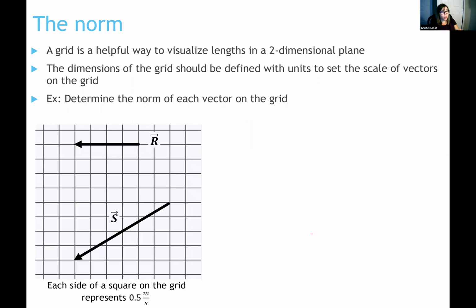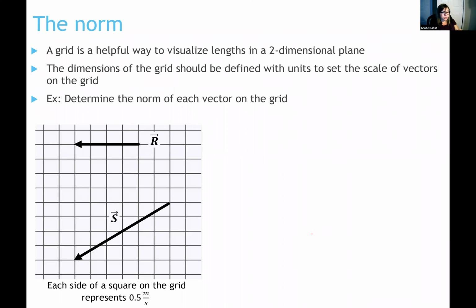Another way of showing this is using a grid. So I highly advise you to get some graph paper. You can buy it or you can download it from a free website. When you're doing your homework and when you're doing your exam, it'll help you to keep things to scale. It's really important to draw your vectors to scale so that you can keep track of the lengths of everything, because it's very important.